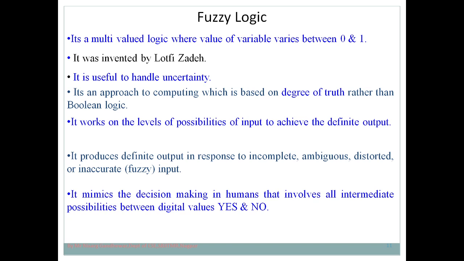Traditionally Boolean logic is being used. Let me give an example. Suppose the question is: is this a car or not? In order to answer that question, you can say either yes or no. In that case you have used Boolean logic, because in Boolean logic only two possibilities are there: either yes or no, true or false, or 0 or 1.